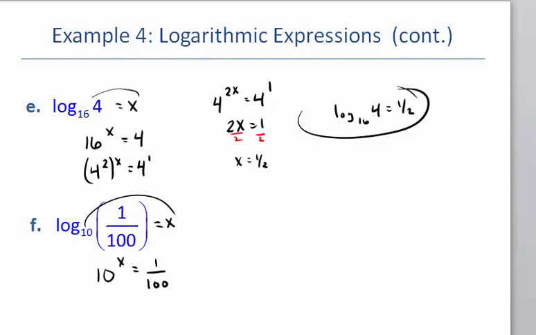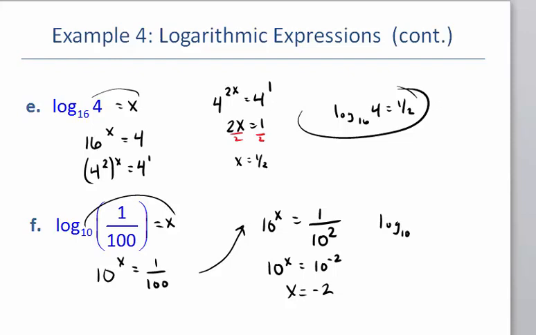So as an exponential equation, our goal is to write it with the same base. So that 100 can be written as 10 squared. And we know that we can move that 10 squared to the top of the fraction by making it negative. So we have 10 to the x is equal to 10 to the negative 2. And so therefore x would equal negative 2. So log base 10 of 1 over 100 is equal to negative 2.